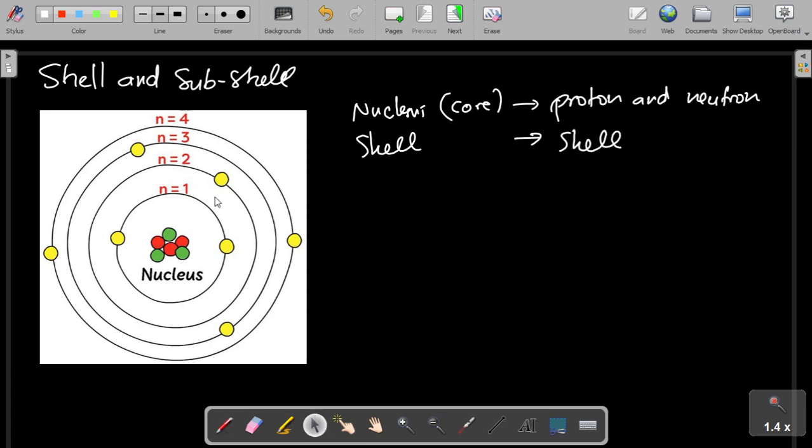This picture is like our solar system, where the nucleus is the sun and the electrons within the shells are like the planets. The closest shell to the nucleus is called N1. So N1 is shell number 1, the first shell.